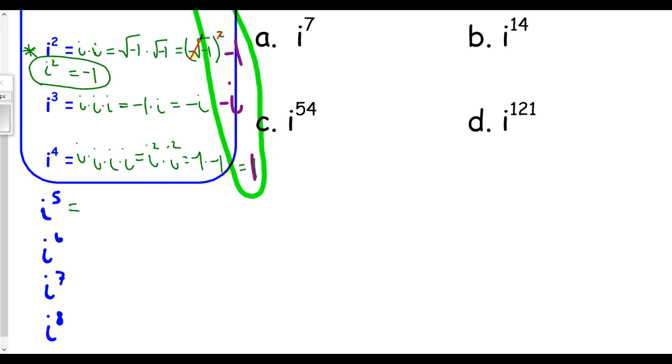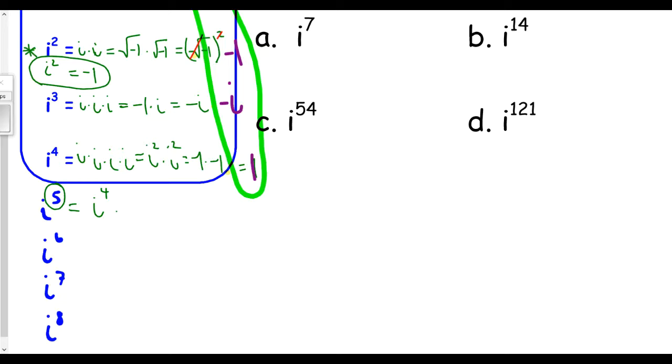Why would I want to try and use i to the fourth as much as I can? Well, what does i to the fourth equal? 1. And when you multiply anything by 1, it doesn't change. That's called the identity property. So if I look and say, okay, I have this exponent of 5, how many groups of 4 fit in there? Well, 1. So this is i to the fourth.